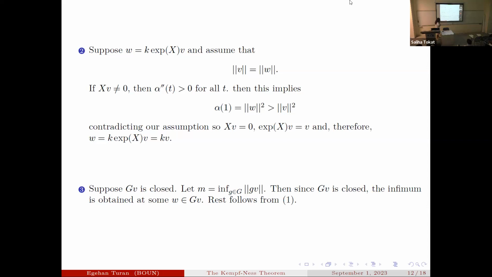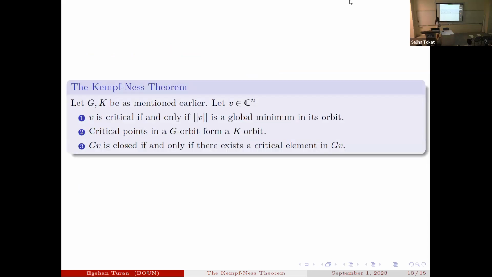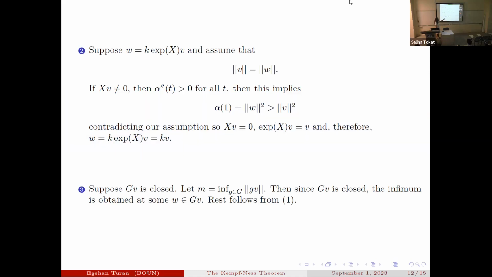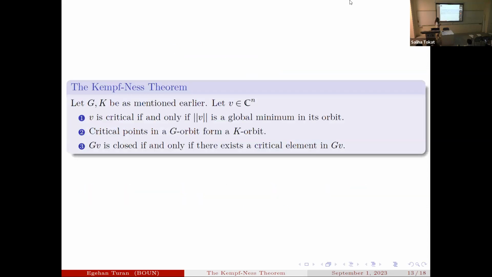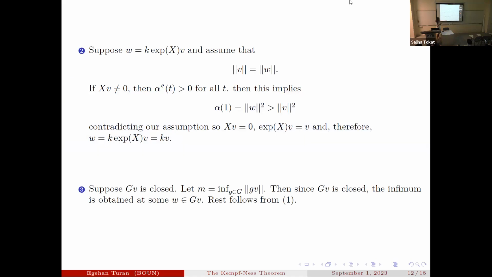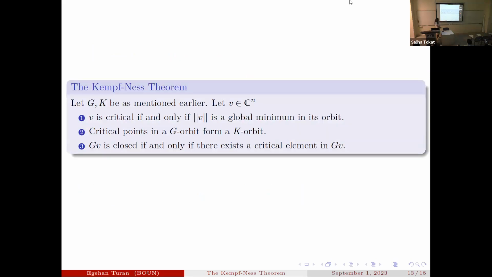Okay, now I will prove one way of the last statement, which is: if Gv is closed, then there exists a critical element on this orbit. Let's say that Gv is closed, and let the infimum of this Kempf-Ness function be M. Then since Gv is closed, the infimum must be obtained at some point. W must be obtained at some point, and that point will be a critical point because by one, I just showed the global minimum in this orbit will be a critical element. And since w obtains the infimum value, w is smaller than or equal to any other point. So indeed, there exists a critical element.